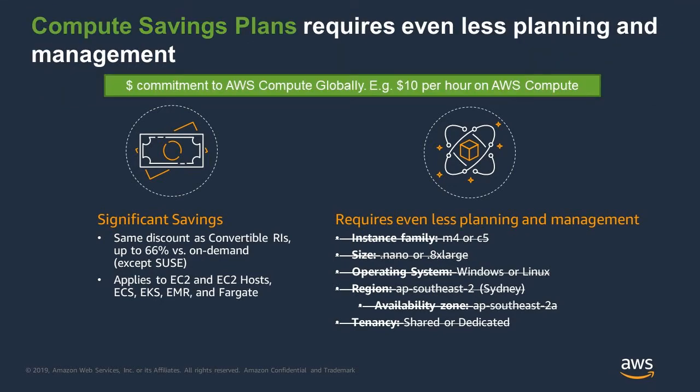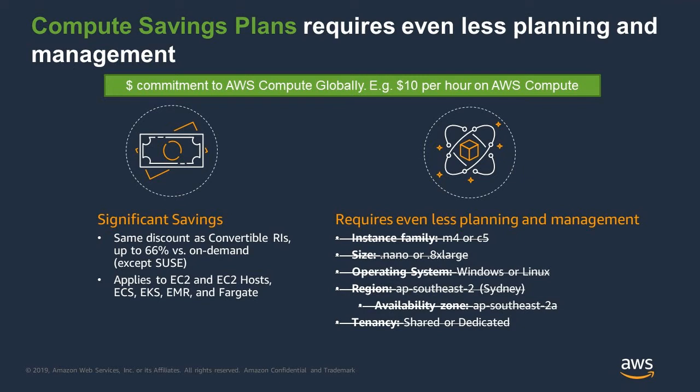The next type of savings plans is compute. Compute savings plans saves the same amount as convertible RIs, up to 66% discount, except for SUSE operating system. This time, it also applies to Fargate on top of the other services mentioned here. As you can see, this one requires even less planning and management because both instance family and region are now also crossed out. This means that what you're committing to is really simply a dollar against AWS compute globally. So for example, $10 per hour on AWS compute.